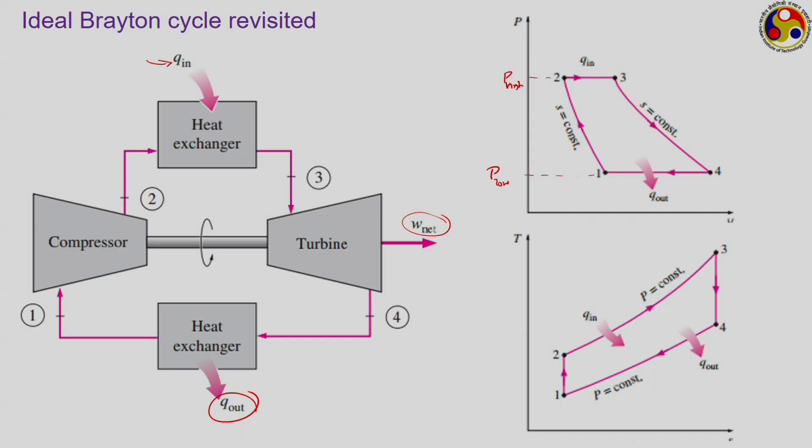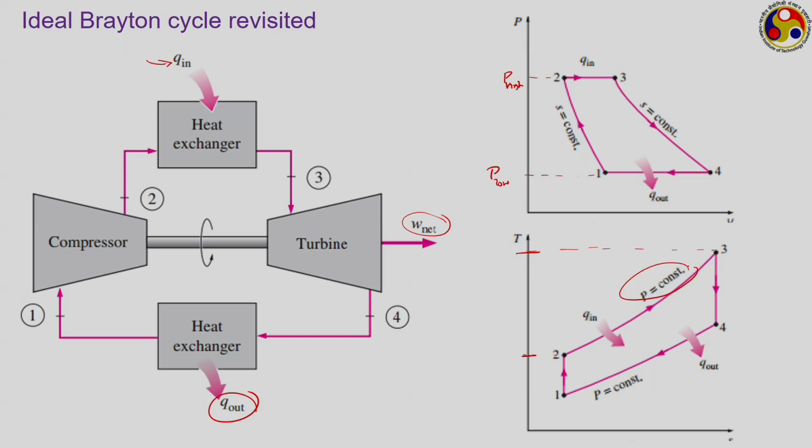Then the ideal heat exchanger where there is no pressure drop, and its temperature increases from 2 to 3. We can see from the TS diagram, this is the temperature at the end of the compression process, where it increases up to this particular level. This is the temperature at the end of the heat addition process. So, a significant increase in the temperature at constant pressure.